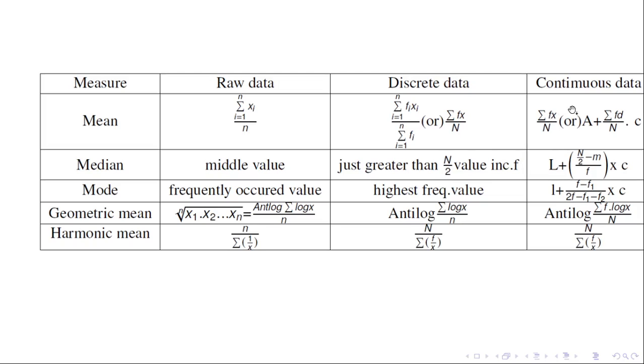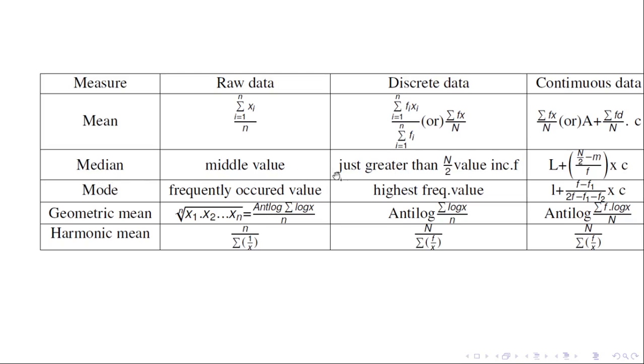And in continuous data, we have data as class intervals and frequencies. We find the mid value of the class intervals. This x is the mid value of classes. A plus sigma fd by n into c is the deviation method to calculate arithmetic mean. Here d is equal to (x minus a) by c. A is the assumed value, any arbitrary value. C is the class interval.